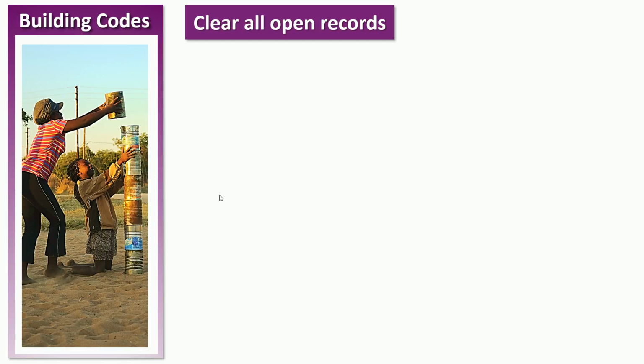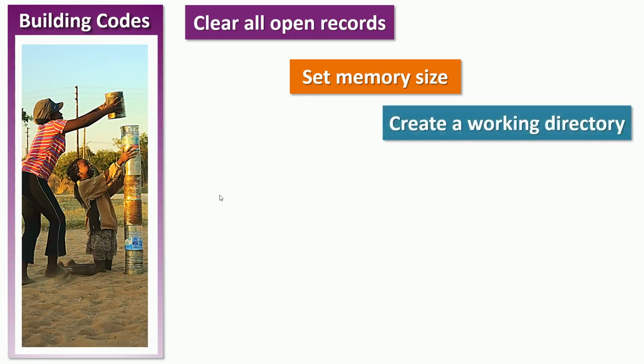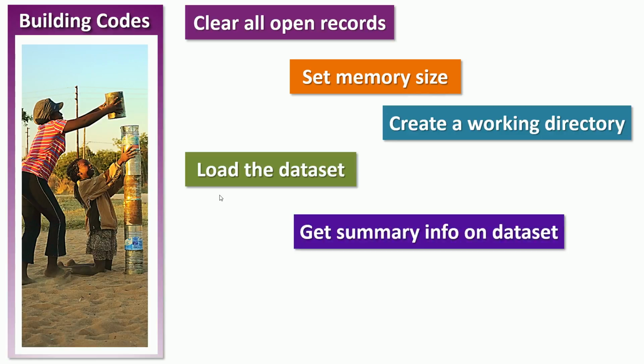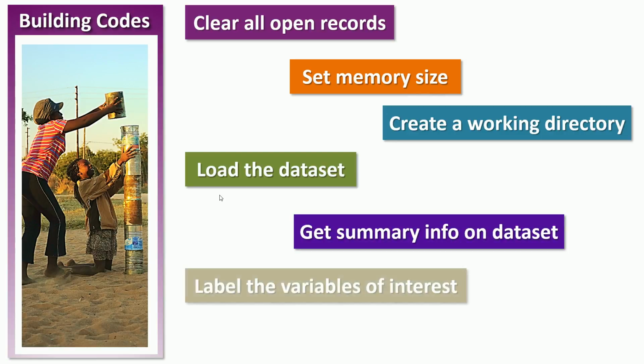We set the memory size. One thing I've noticed is that in the latest version of Stata, you don't actually need to set the memory. Stata understands that the data is growing, and will automatically allocate memory size. We are going to create a working directory. This is where all our data will be going, so whatever you save, the table, the chart. Then we're going to load the data sets, get summary information on the loaded data sets, label the variables, all the variables of interest, and code relevant variables.